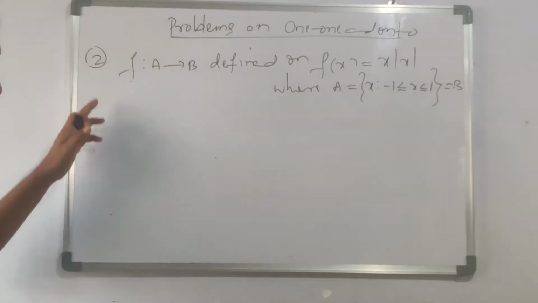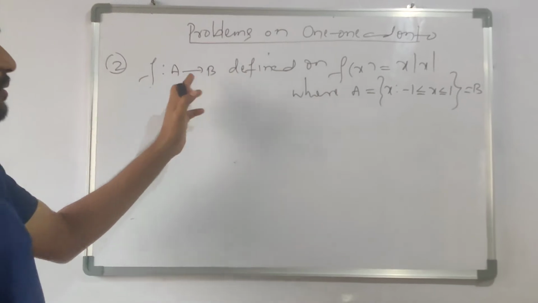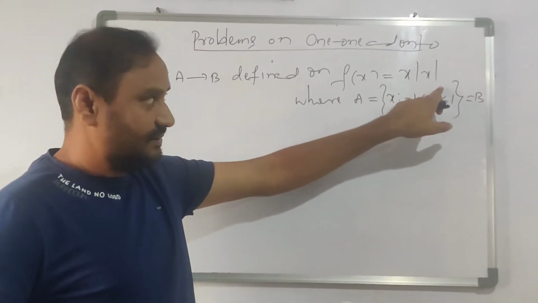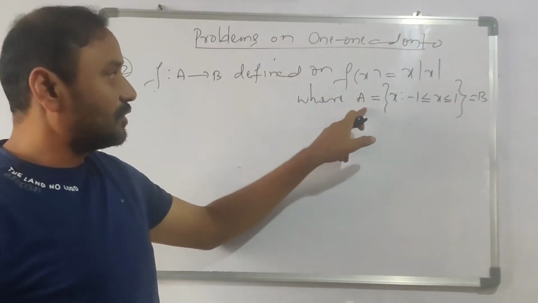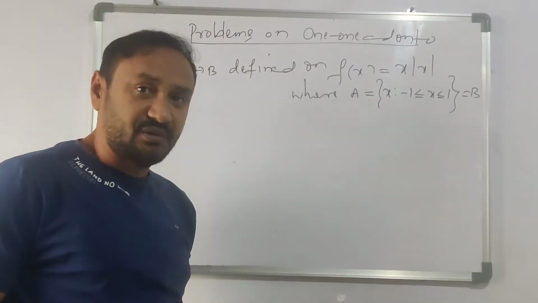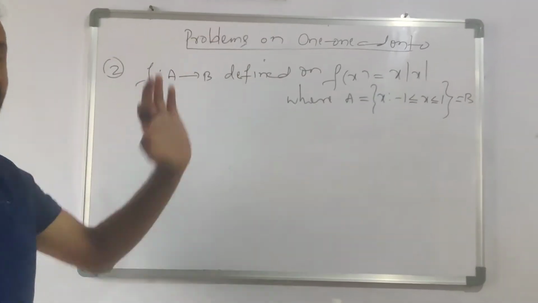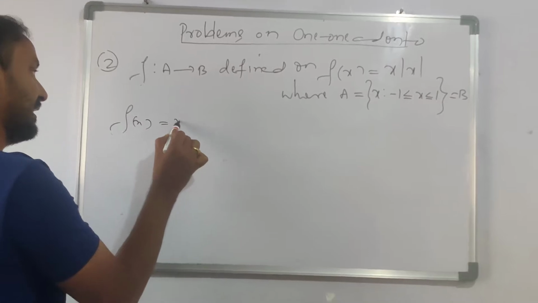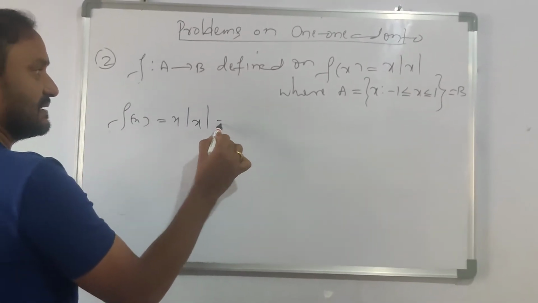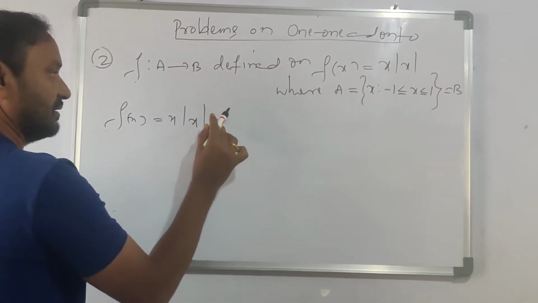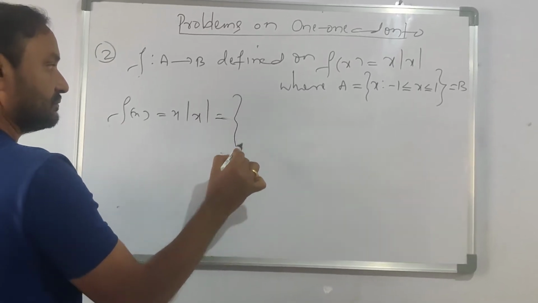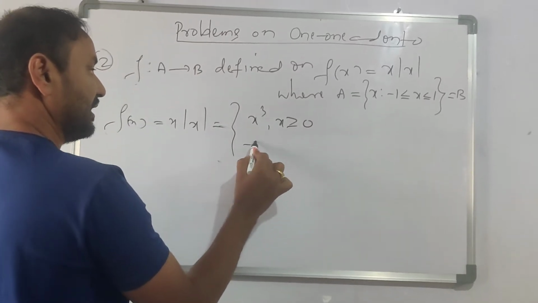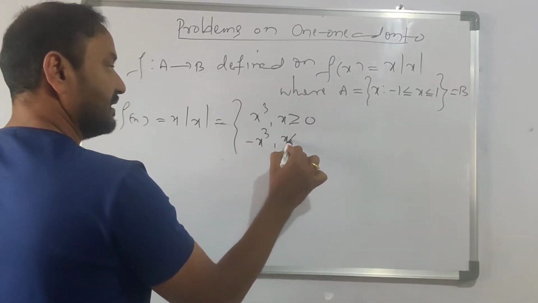So example 2. Same function: take f from A to B defined by f of x equal to x mod x, on the domain minus 1 to plus 1, which is also equal to codomain. I am also explaining by the graphical method. Take f of x is equal to x mod x. This is also equal to x cube where x is greater than or equal to 0, and minus x cube where x is less than 0.